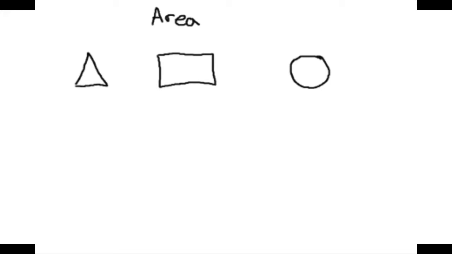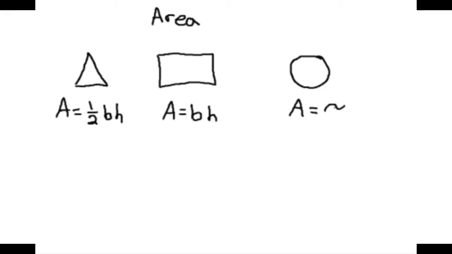So when it comes to a triangle, the area is going to be half base times height. Or sometimes you might see base times height divided by 2, which is the exact same thing. For a rectangle, it's going to be base times height. Whereas for a circle, it's going to be pi r squared, where r is the radius of your circle.